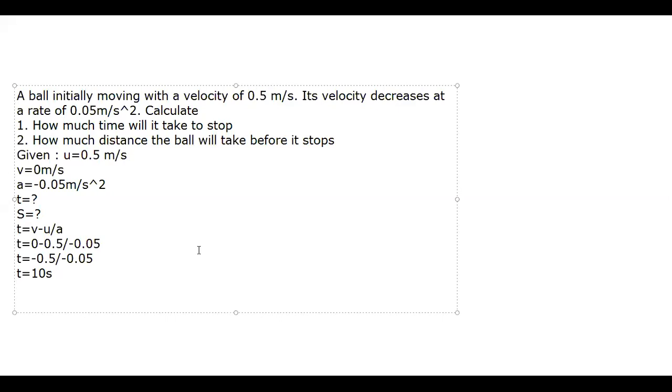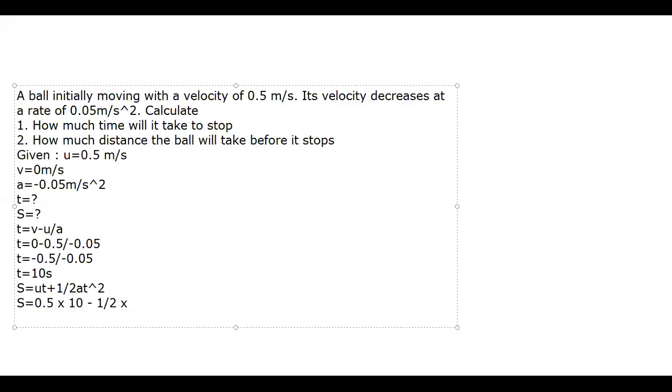Okay, so let's find out. S is equal to ut plus half at square. Let's use this formula. Now S is equal to, what is the initial velocity? The body is initially moving with a velocity of 0.5. So my initial velocity is 0.5 into T. How much is the time? It takes 10 seconds. Minus. Now why minus? Because it is retarding.